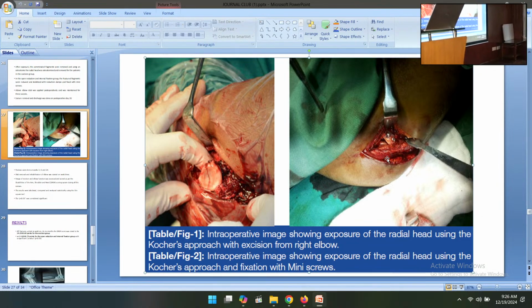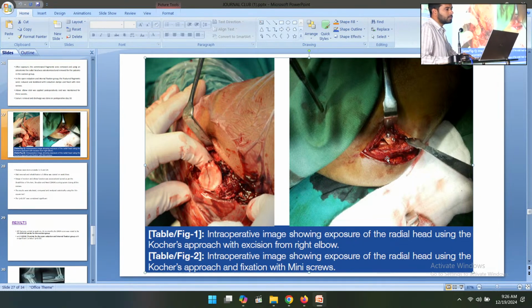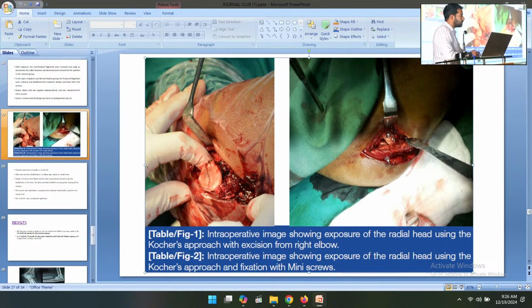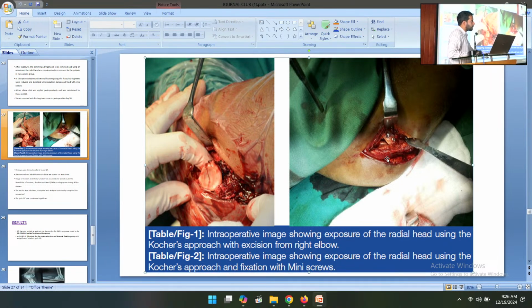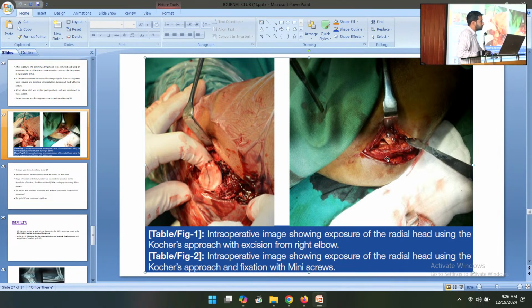So you have to do it in full pronation, supination or neutral? Neutral. If you pronate the forearm, the safe zone is there. If you supinate, it goes backward. To avoid that always pronate the forearm.